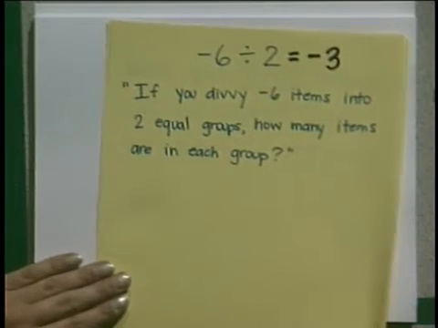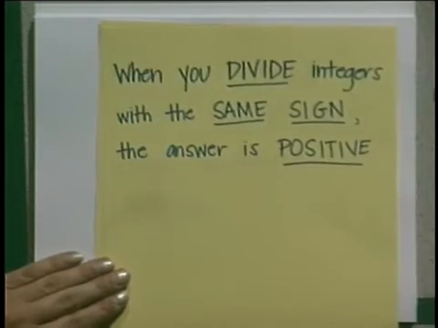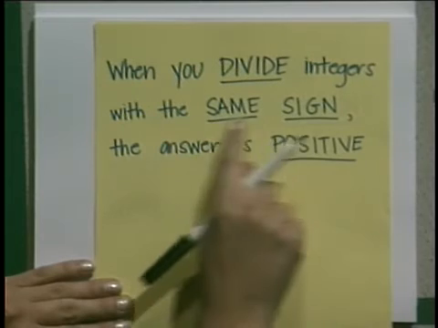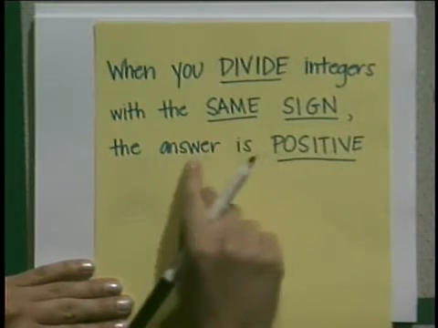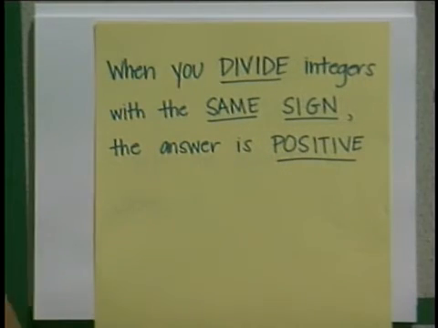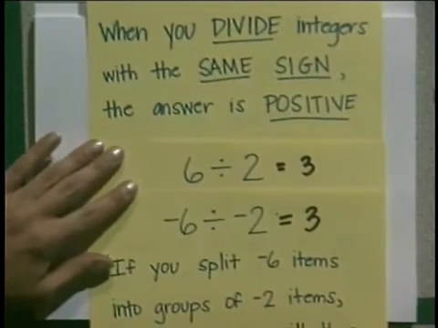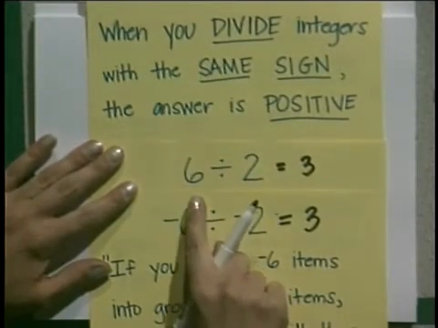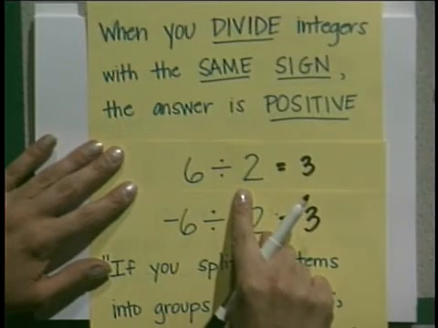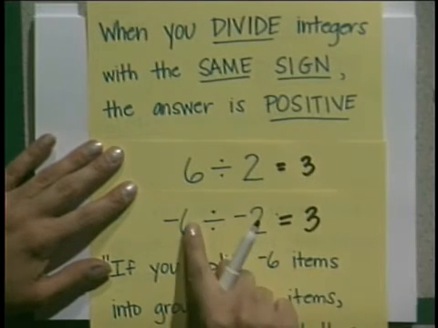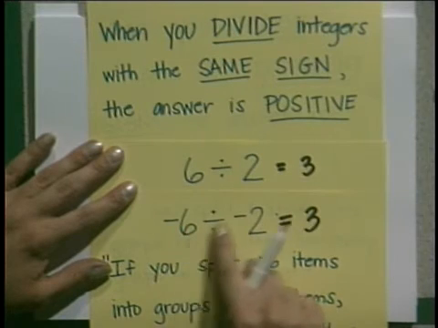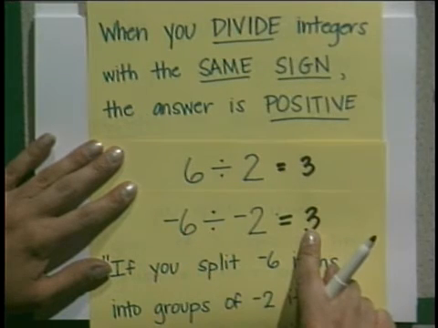So to sum up what we've done with our problems so far, when you divide integers with the same sign, the answer is positive. So if we go back to the first 2 problems that we did, we had a positive divided by a positive with the same sign that gave us a positive, and a negative divided by a negative, which are the same signs, and our answer is also positive.